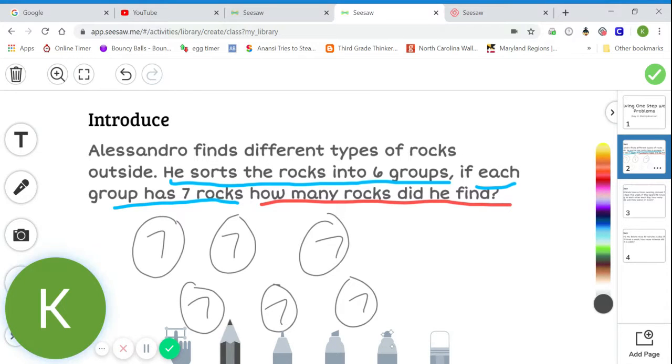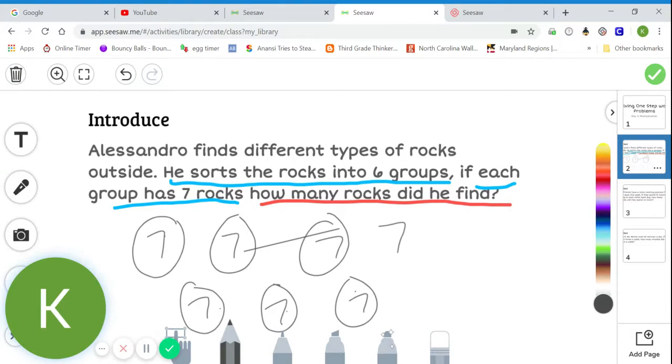I don't 100% know 7 sixes off the top of my head, but I do know 5 sevens. 5 sevens is 35. That means I just have to add one more group of 7 to my 35. So 35, 36, 37, 38, 39, 40, 41, 42. That means I have 42 total rocks in my model.